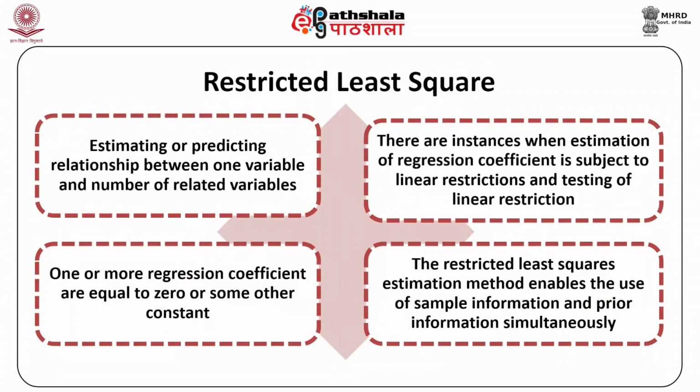Next, we shall study the restricted least square. So far, we had discussed estimating or predicting the relationship between one variable and a number of related variables. One must note that there are instances when estimation of regression coefficients is subject to linear restriction and testing of linear restriction. The simplest example is the specification that one or more regression coefficients are equal to 0 or some other constant. The restricted least squares estimation method enables the use of sample information and prior information simultaneously.